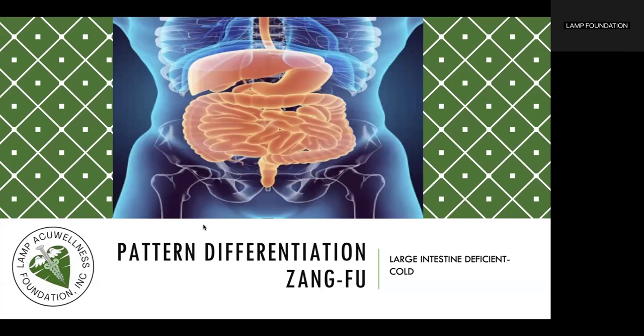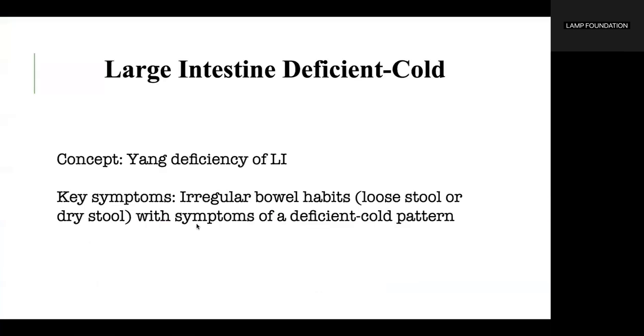Finally, we have large intestine deficient cold. The difference between this pattern and damp cold in the large intestine is that this is a deficient pattern of imbalance, whereas damp cold in the large intestine is an excess pattern. The stools here will not be explosive, and there will not be cramping pain in the abdomen. Instead, the pain will be a dull nagging pain that is not alleviated by the passing of a stool. This is due to yang deficiency of the large intestine.